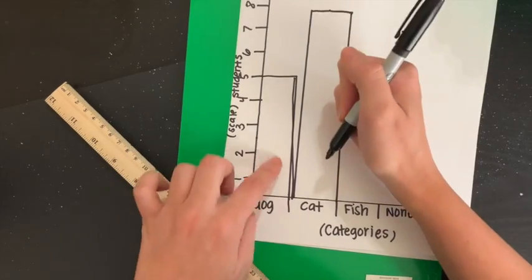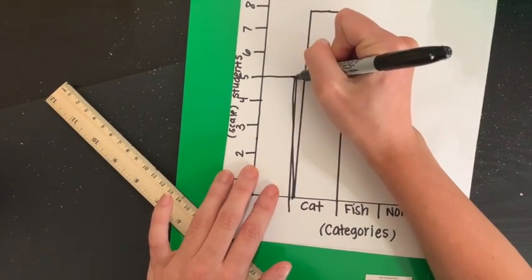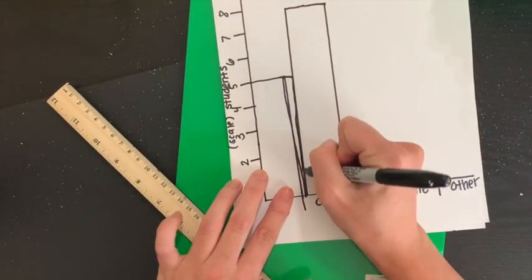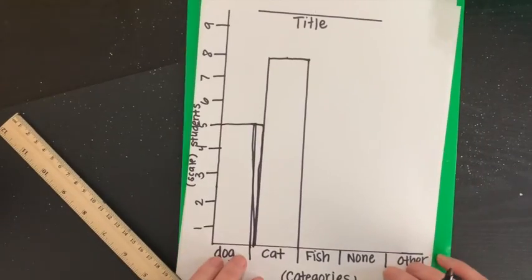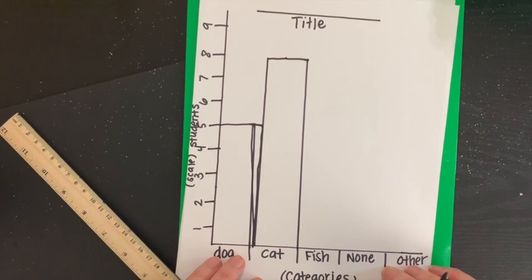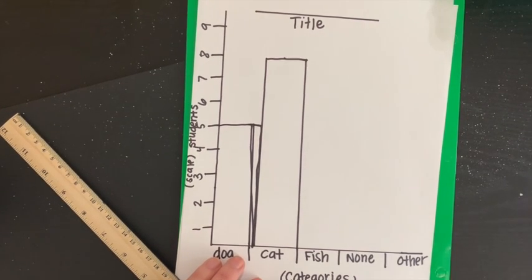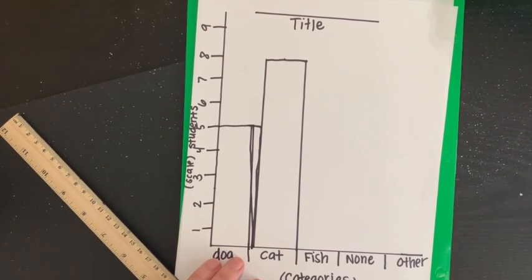See, I kind of have a little bit of space right here that I wish I didn't have, but it's okay. So this is my dog, this is my cat. Now we're gonna do fish, no pet, and other pet. Okay, so fish.